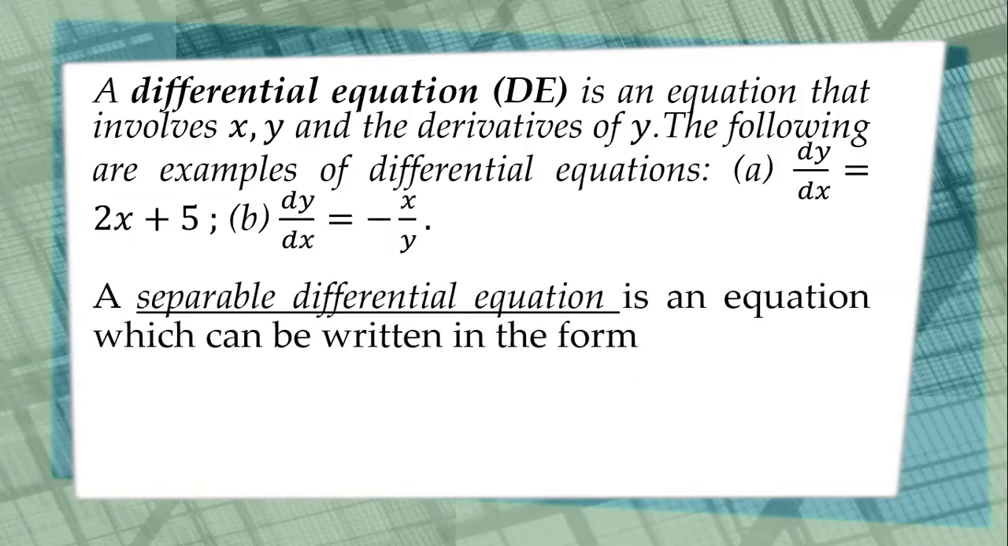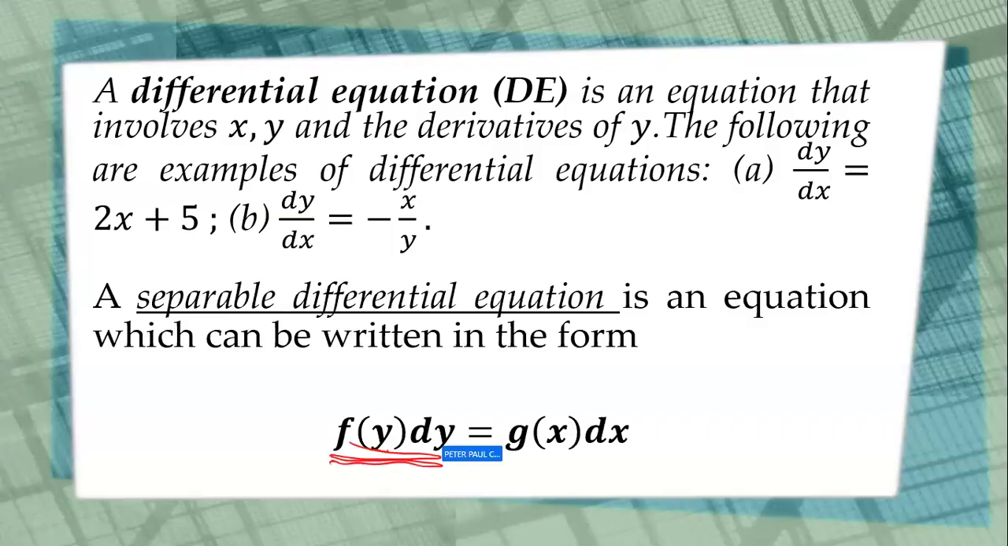Now, what is a separable DE? A separable DE is an equation which can be written in this form: f of y dy is equal to g of x dx. This simply means that all the functions of y and the derivative of y should be located on the left side, and all the functions of x and the derivative of x should be on the right side of the equation. So if you can separate that, then that is a separable differential equation.